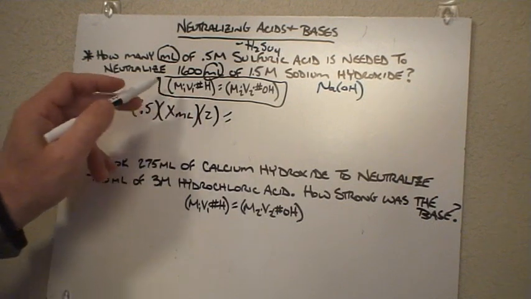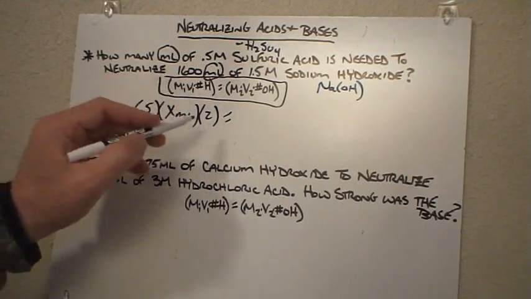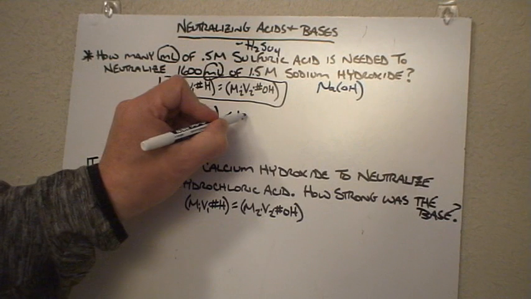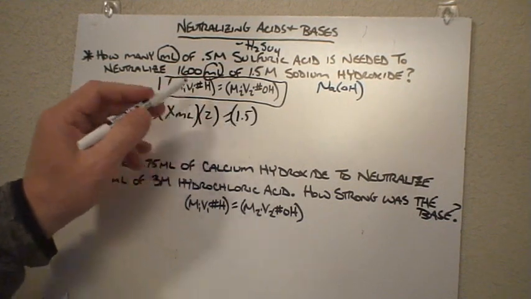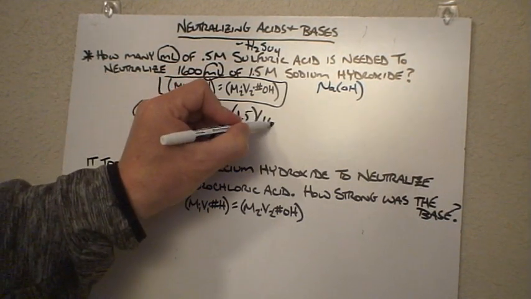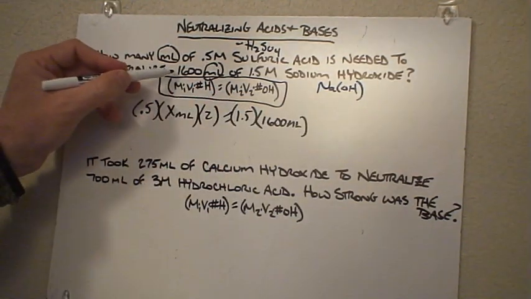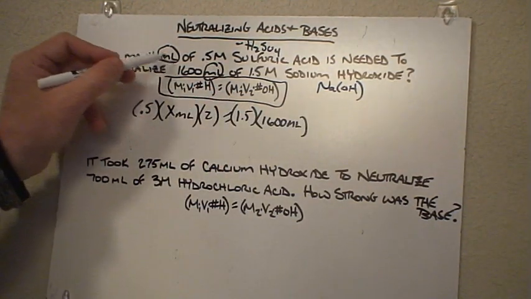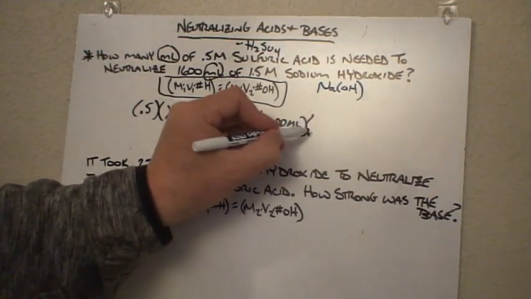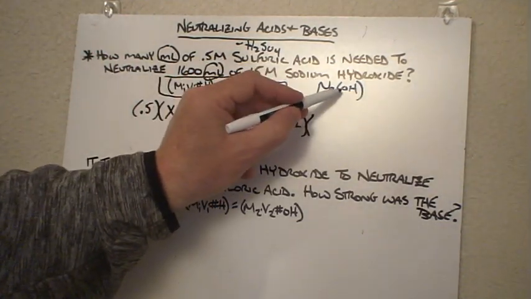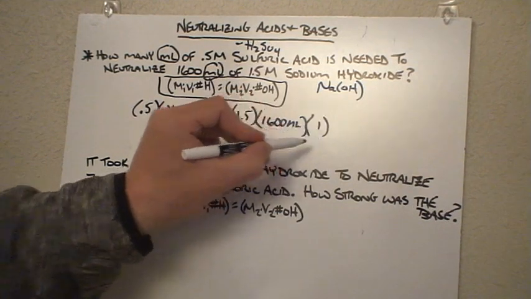Now, take a look at the other side of the equation, my base side. We see that we have a strength of 1.5 molar concentration. We have 1,600 milliliters. Now remember, the problem might try to trick you and say that we have 1.6 liters. If they're asking for milliliters here, get the units to agree. And then the last piece, we see that sodium hydroxide is NaOH, so we have 1 hydroxide present.